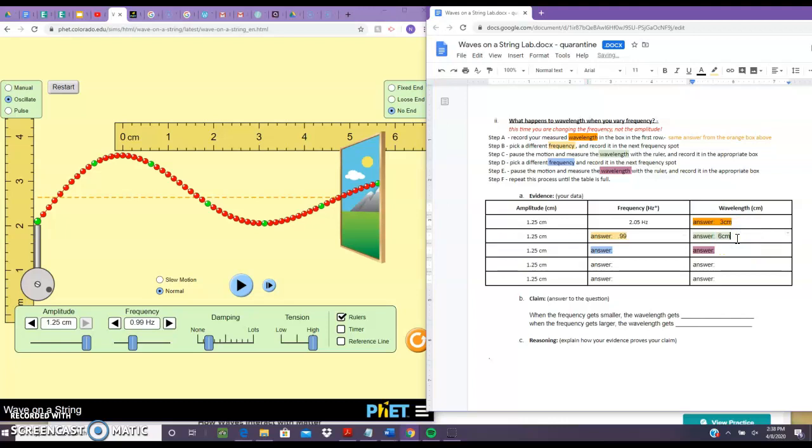So if this is half of a wavelength at this setting and it's 3, a full wavelength here would be about 6, right? So again, you're going to use the colors to help you figure out where your answers are going, but continue this process, kind of summarize it here. When the frequency gets smaller, the wavelength gets what, and explain how you know that. Kind of pull in the evidence you got from this lab into your answer.